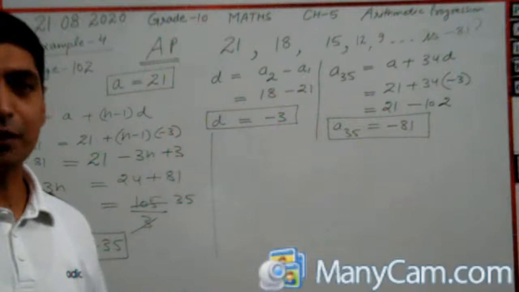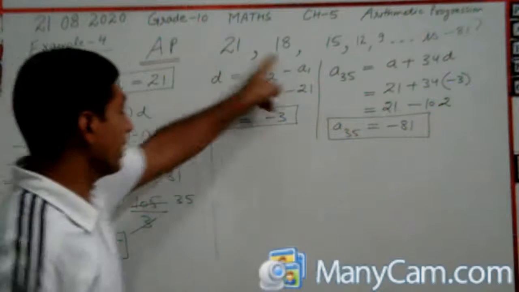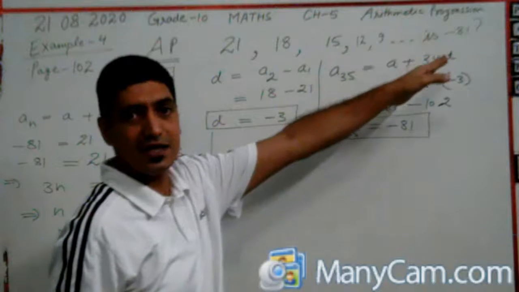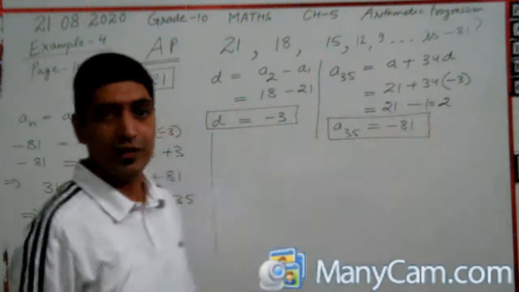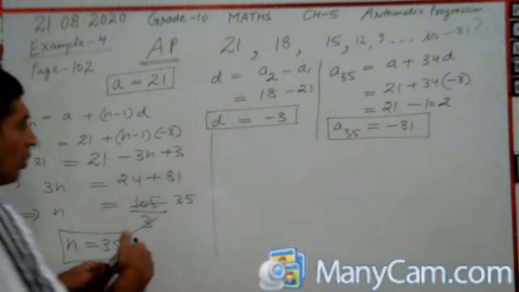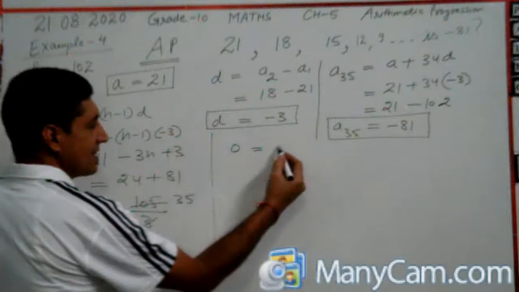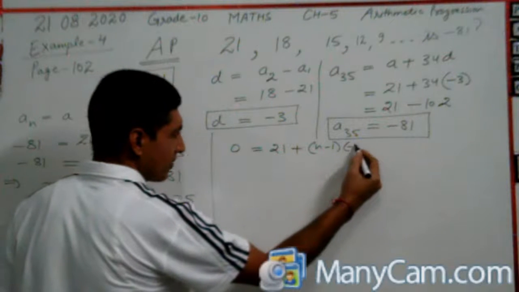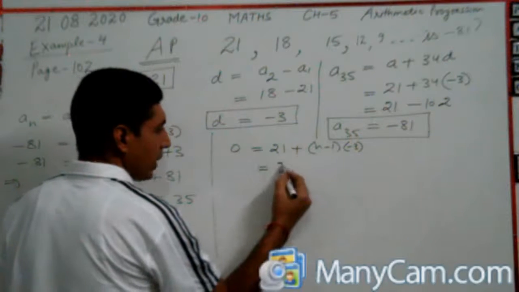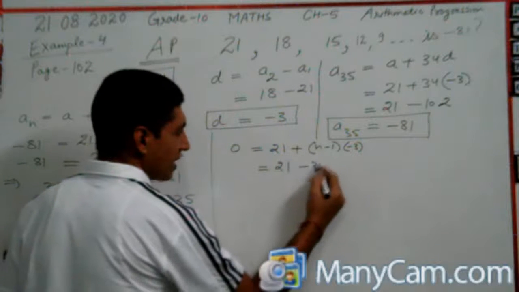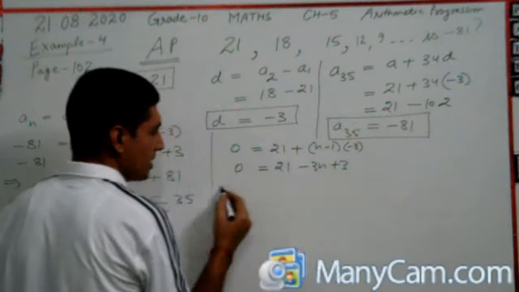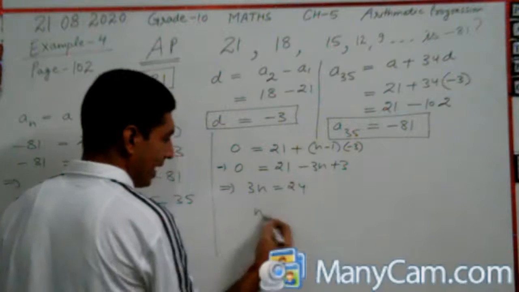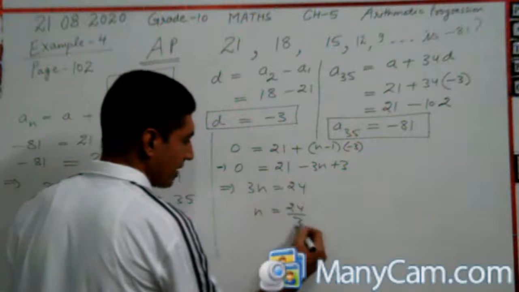Now whether 0 is a term of this AP. We will not count here like 1, 2, 3, 4, 5, 6, then 6 is coming, then 3 is coming, then 0. No, we have to check the same way. How? That 0 is the term, that is, A is 21 plus n minus 1 into d, which is minus 3. So here we have 21 minus 3n plus 3 is equal to 0. This implies that 3n is equal to 24 and n is equal to 24 upon 3, that is 8.